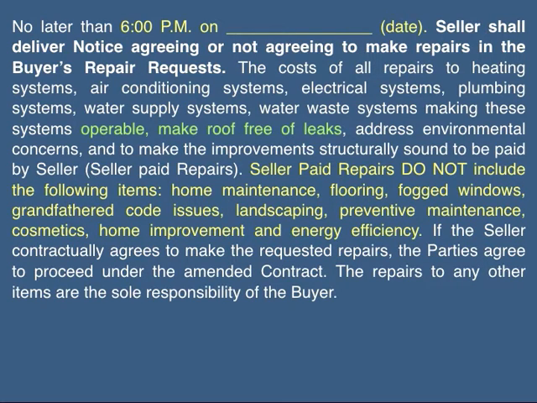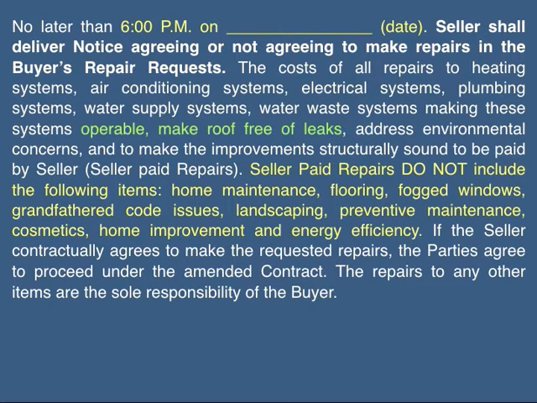Okay, so no later than 6 p.m. on a specific date, the seller shall deliver notice agreeing or not agreeing to make repairs in the buyer's repair request. Notice it says they'll deliver notice of agreeing or not agreeing. So it's giving the seller the option to not agree to the specific requests mentioned above. The cost of all repairs to heating systems, air conditioning systems, electrical systems, plumbing systems, water supply systems, water waste systems, making these systems operable, making the roof free of leaks, addressing environmental concerns, and making the improvement structurally sound, to be paid by the seller. These are called seller-paid repairs.